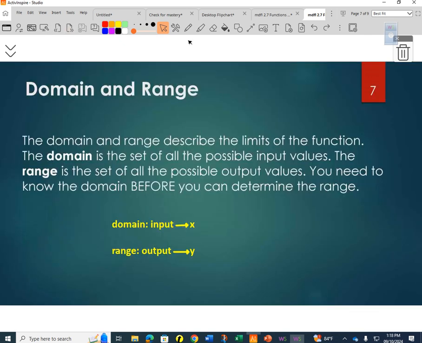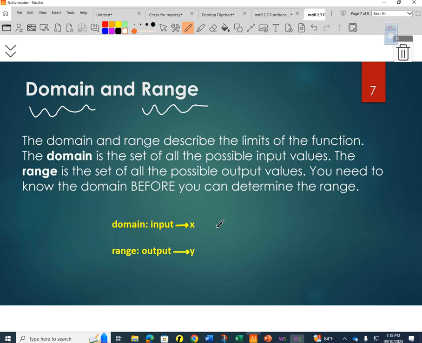And domain and range. Definitely something that you work with in algebra. Remember, an ordered pair has a domain and a range. So the coordinate pair 2, 3: 2 is the domain, 3 is the range, right? The X and Y values. So the domain is the possible set of values that you can plug into your function.